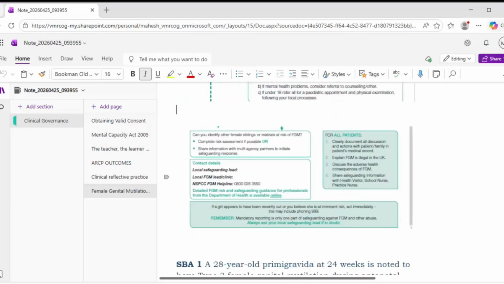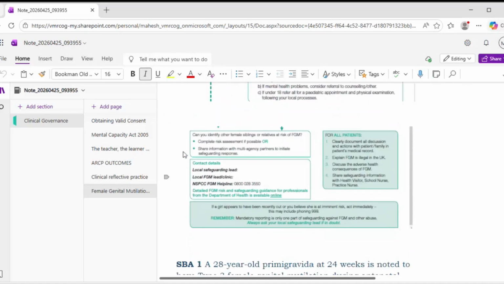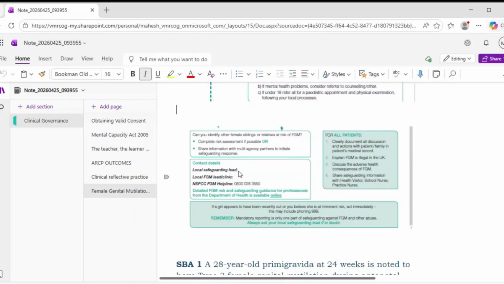What are we going to do? We are going to do a safeguarding risk assessment first. If the child is at imminent risk, we will initiate the safeguarding response, and we will consider the social care referral. If we further identify other female siblings or relatives at risk of FGM, then consider a risk assessment if possible, or share information with multi-agency partners to initiate the safeguarding response.